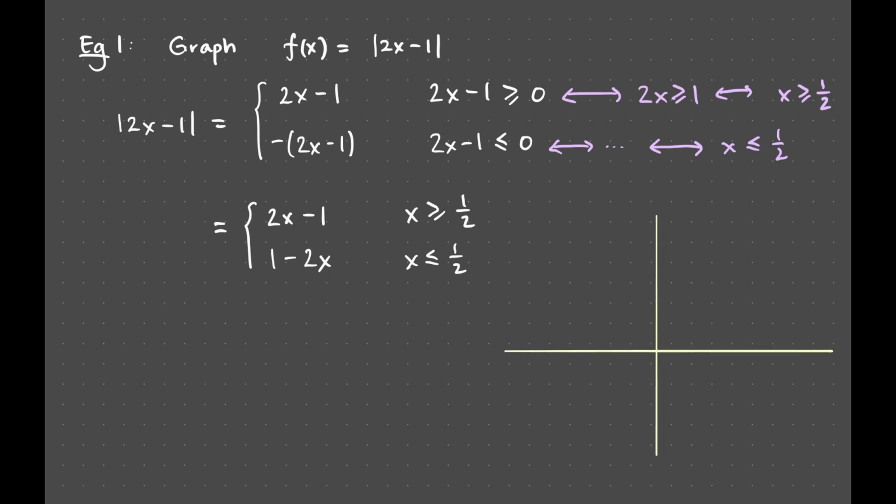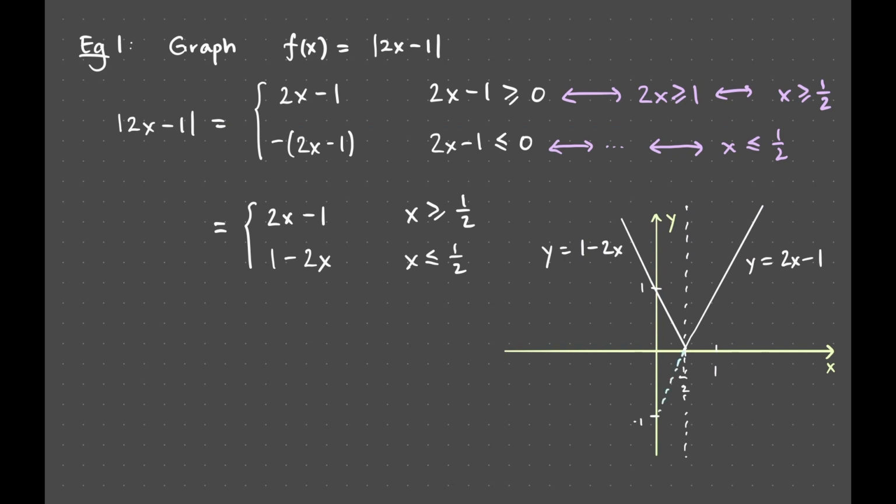When drawing the graph then, we should draw two curves, one to the right of x equals 1/2, and one to the left. The curve to the right is the line y equals 2x minus 1, which has slope 2 and y-intercept minus 1, and the curve to the left is the line y equals 1 minus 2x, which has slope minus 2 and y-intercept 1. Another way of viewing this graph is that it is the piecewise linear curve that is obtained by reflecting the negative portion of the line y equals 2x minus 1 to the positive side of the y-axis.